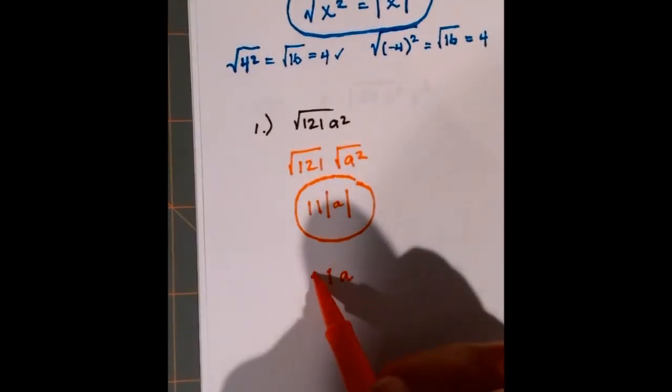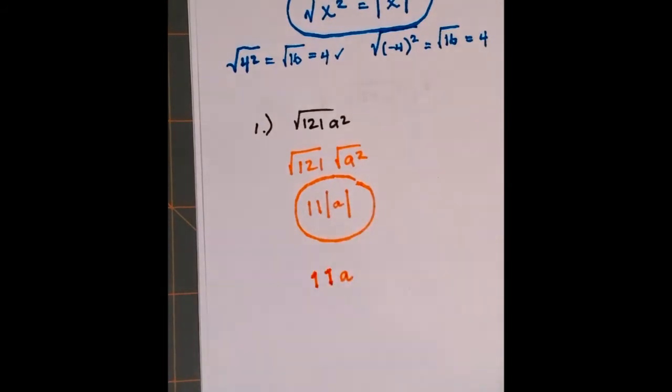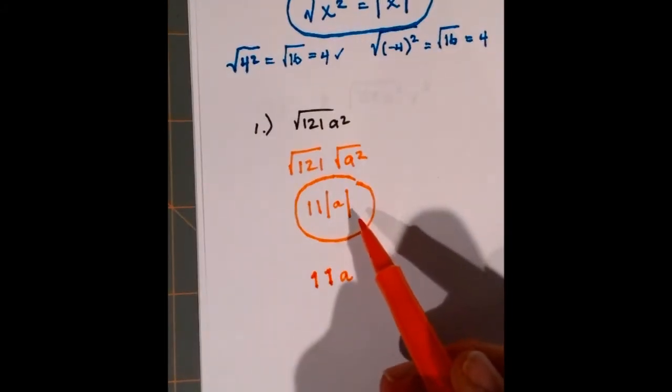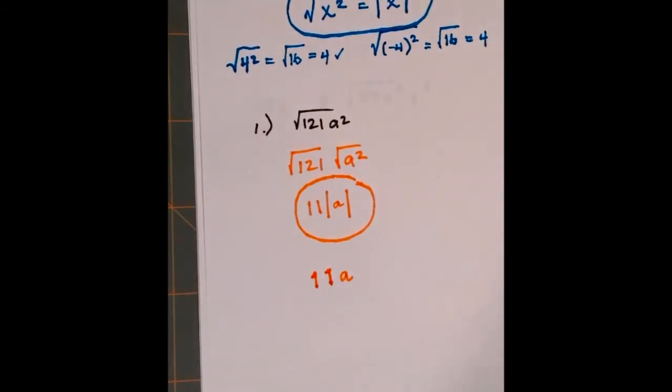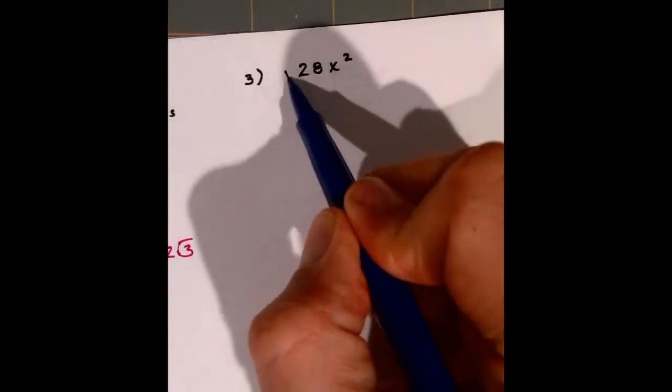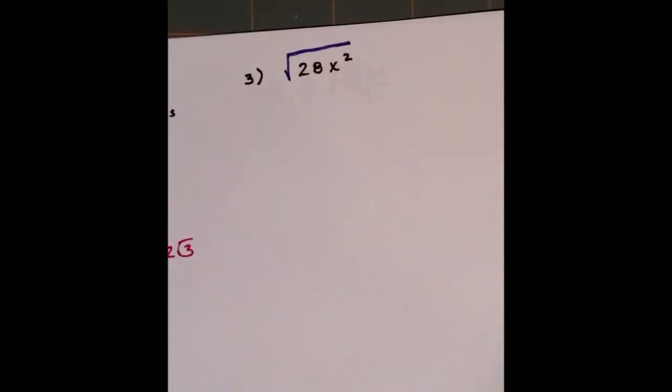And in fact, starting I think in 2 or 3 homeworks, the book starts giving you that as the answer. But technically, if a were negative, it would spit out a positive. So that's why we say 11 absolute value of a. So again, it's just a small thing. If you don't feel comfortable with it, it's not the end of the world. So here we go to number 3. And our problem is root 28x squared.